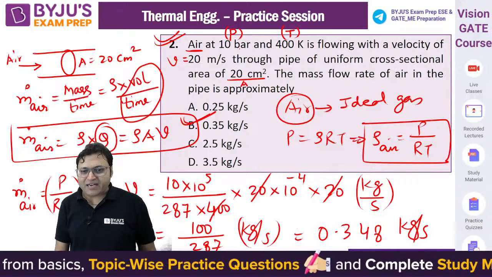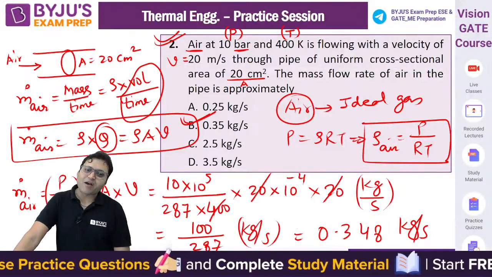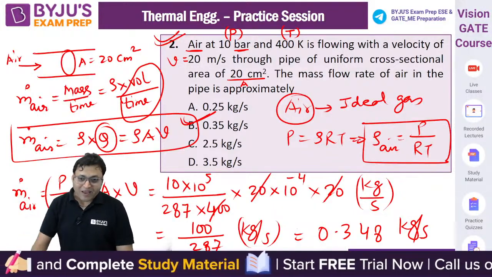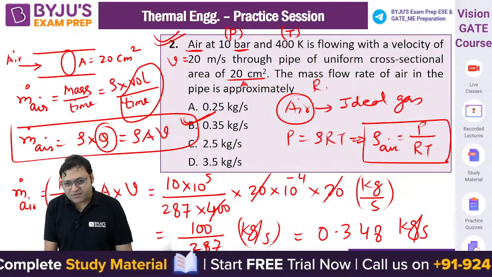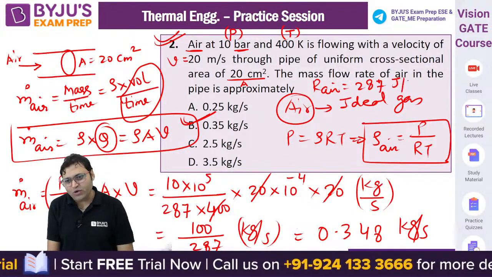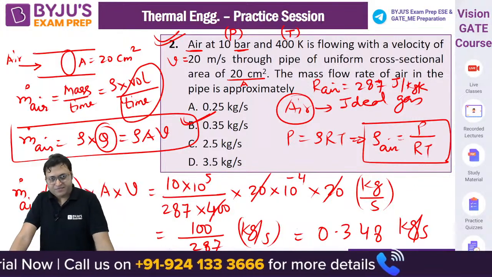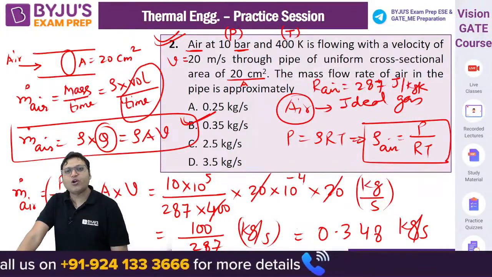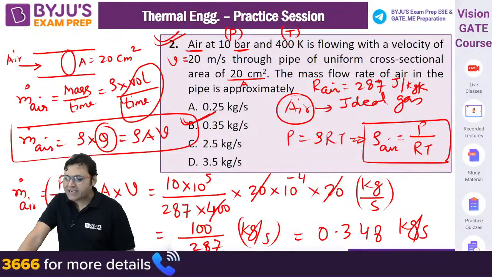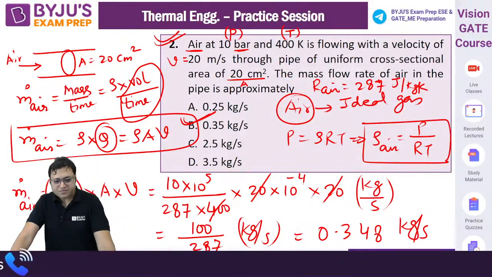Bar will be converted into Pascal. Pascal is the SI unit of pressure. 1 bar is 10 to the power 5 Pascal. So 10 bar is 10 into 10 to the power 5 Pascal. The value of R for air, the specific gas constant, is 287 joule per kg Kelvin. Don't use 0.287, because 0.287 is in kilojoule per kg Kelvin. In terms of joule per kg Kelvin, it will be 287. Is this all clear?